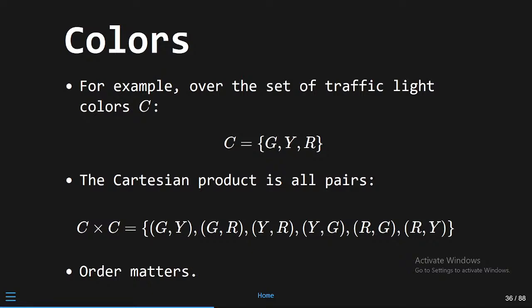And the example I'm going to use for all of this is colors, and I'm going to do colors in two ways. I'm going to do colors with respect to traffic lights and colors with respect to wavelength.